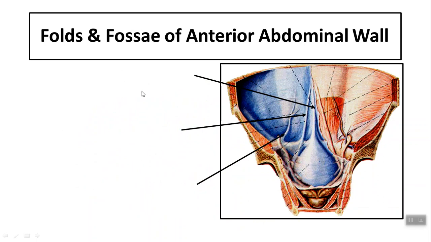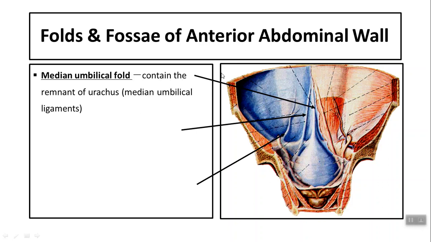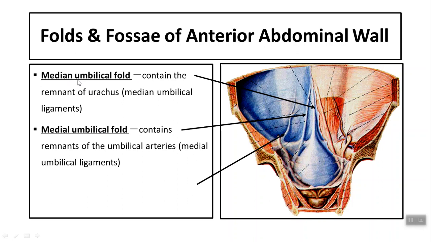What are the folds and fossae of the anterior abdominal wall that are formed by the reflection of peritoneum over certain structures? First of all, at the midline, we have the median umbilical fold, which contains the remnant of the urachus. This fold forms the median umbilical ligament.